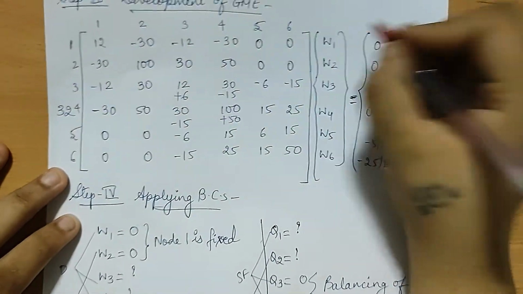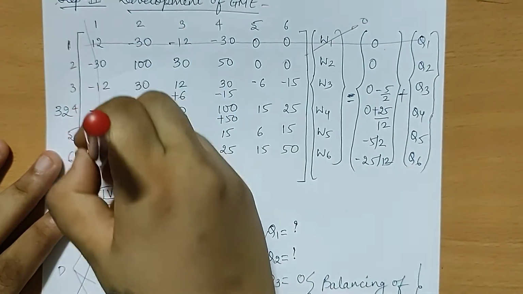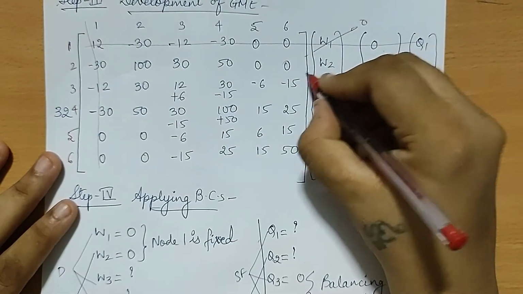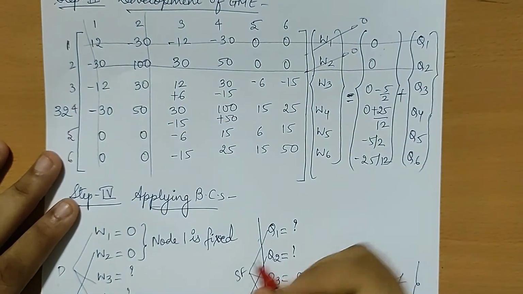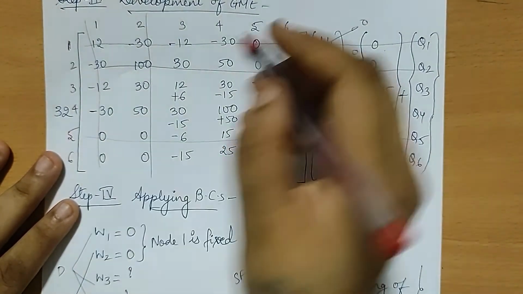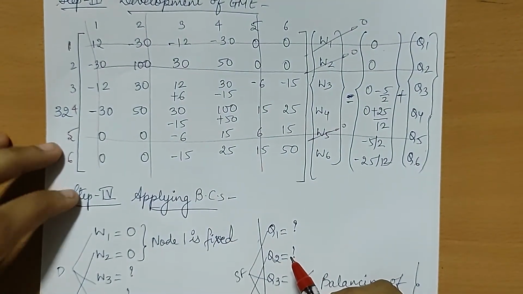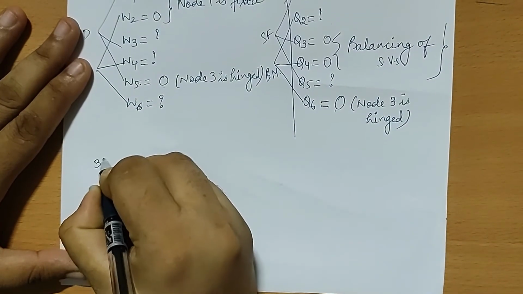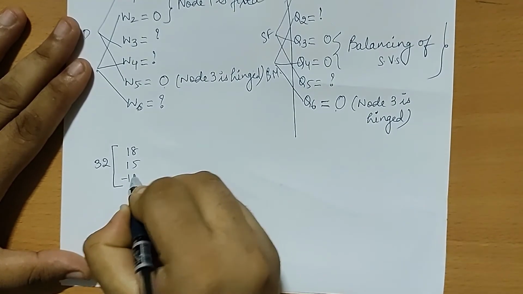My W1 is 0, so I'll be neglecting the first row and first column for some time. My W2 is also 0, so neglecting the second row and second column for some time. And W5 is 0, so neglecting the fifth row and the fifth column for some time. So whatever remains, I'm going to write the equation with that. I'll have 32 outside. 18, 15 minus 15.